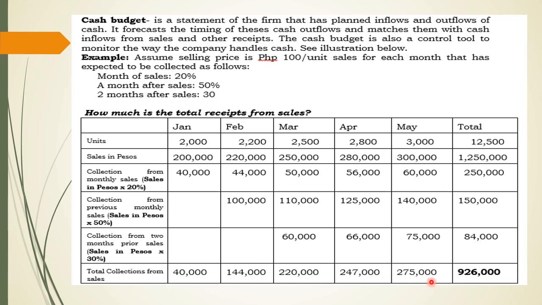Wait. Dili din nimo siya i-add tanan. Kani day siya dinhi. From January to May. Okay. So 40,000 and 144,000, 220,000, 247,000, and 275,000, you will get 926,000. So I hope nasabtan siya sa tanan. That's all.